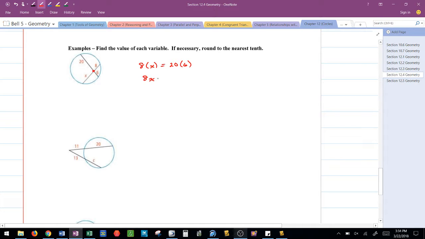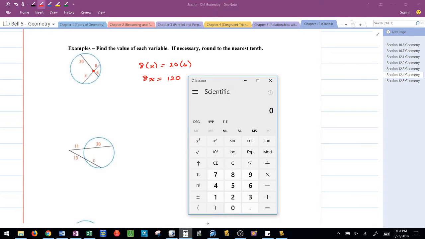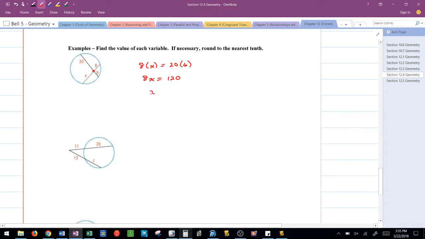Or 8x equals 120. If I pull up my handy dandy calculator, take 120 divided by 8, I get 15. So I know x is equal to 15. Again, how did I figure out what formula to use? I looked for the vertex. Vertex in: to the circle, to the other side of the circle.